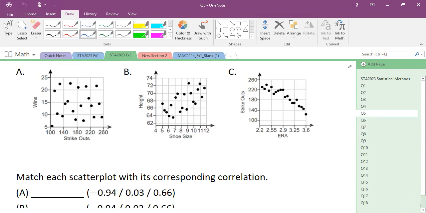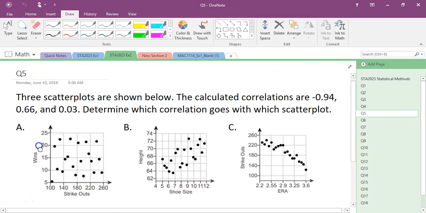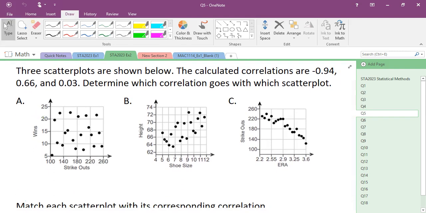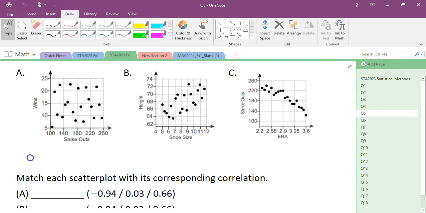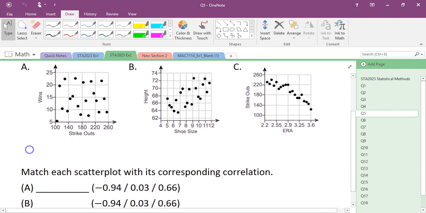All right, number 5. So here, this is where we're actually going to start getting into that correlation coefficient now, the R value. And so at number 5, they give us 3 scatter plots, and they have calculated the 3 R values for these: negative 0.94, 0.66, 0.03. And we want to determine which scatter plot goes with which correlation coefficient. So we've got A, B, and C up here.